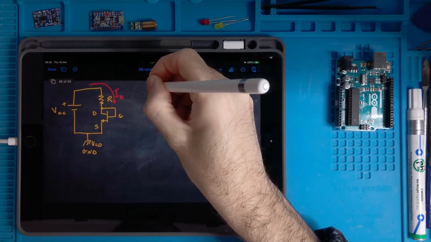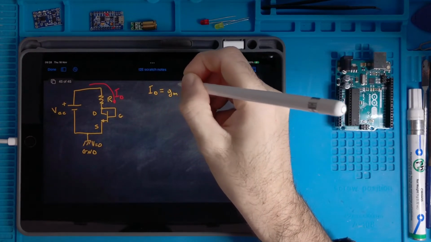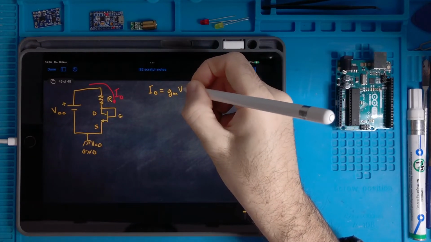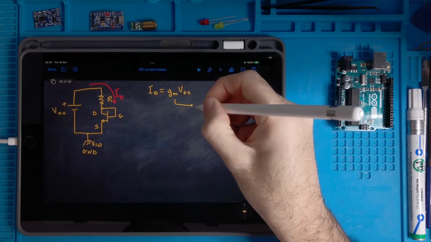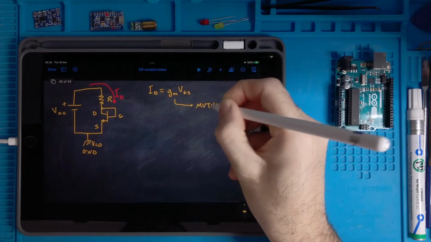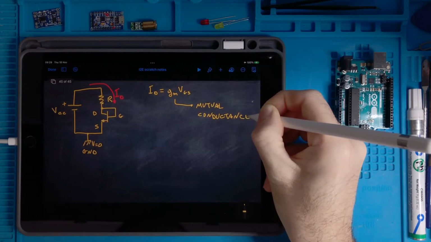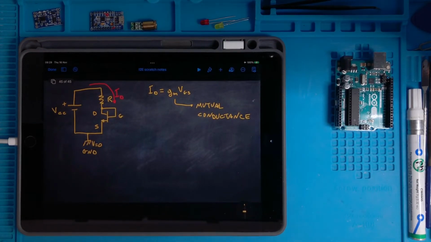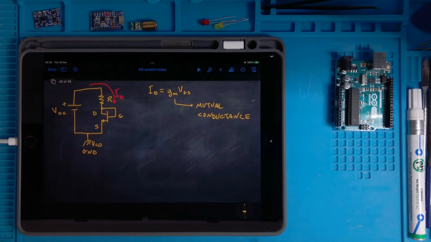So the equation is that ID equals a certain constant which is called Gm, which stands for mutual conductance, times VGS. So this thing is called mutual conductance. It's a constant that depends on the transistor, the type of transistor we choose. So it comes from the datasheet. The manufacturer makes it in a way that it gives a value to this.